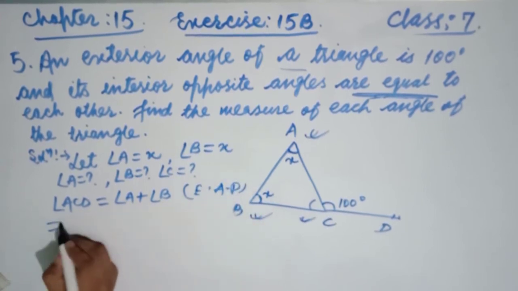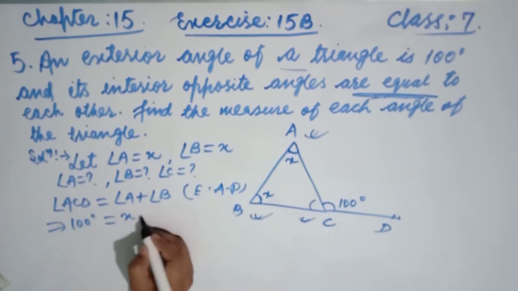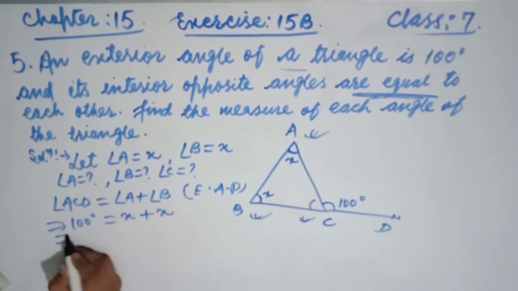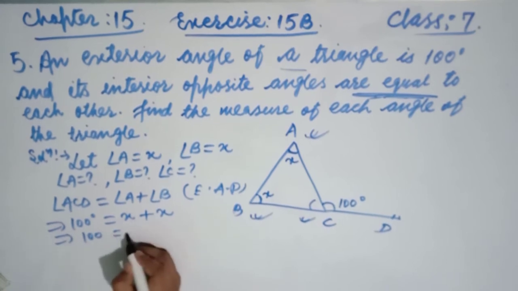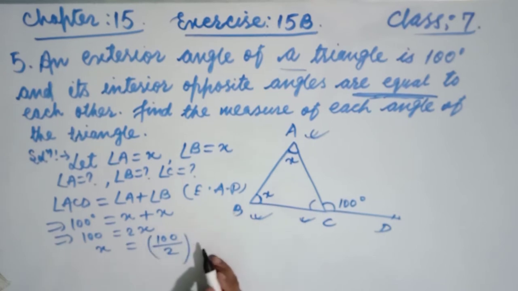Okay, this angle ACD is the given 100 degree. So angle A is X, friends, and B is also the same angle X. This is 100 degree is equal to X plus X, 2X. So hence we can find X is equal to, friends, 100 divided by 2. Remember, friends, 2 is the multiple of X, so this is why 2 becomes a denominator on the right hand side.